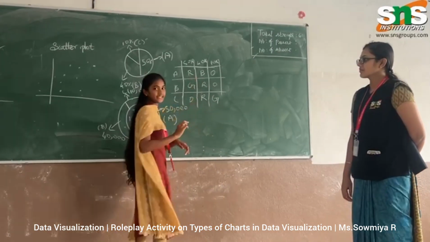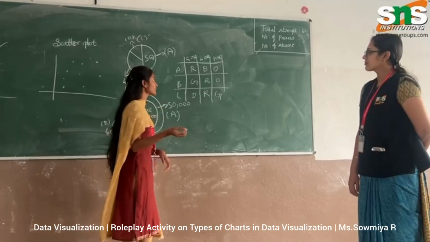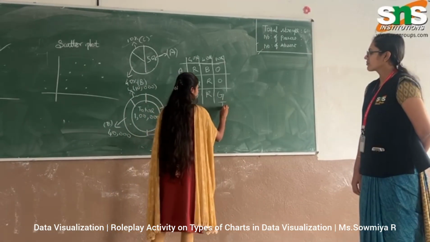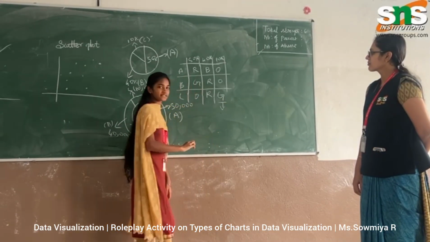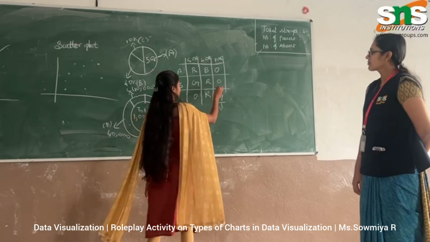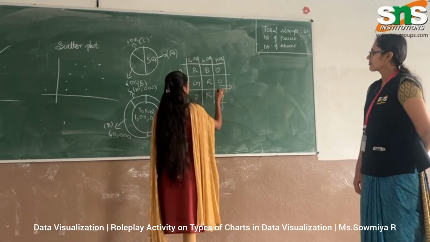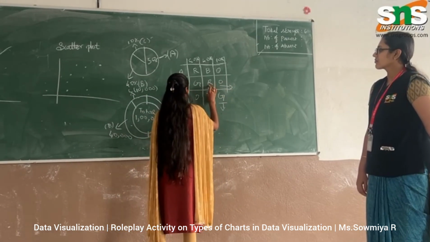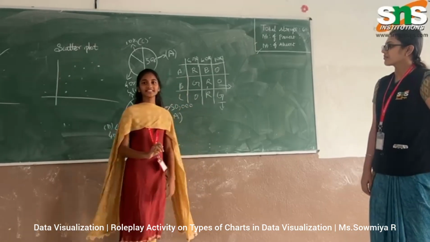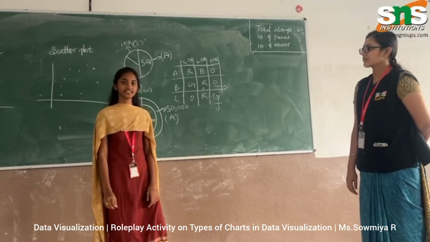Red represents the danger zone, and green represents the safe zone, and orange represents the low intensity, and red represents the high intensity of the data.